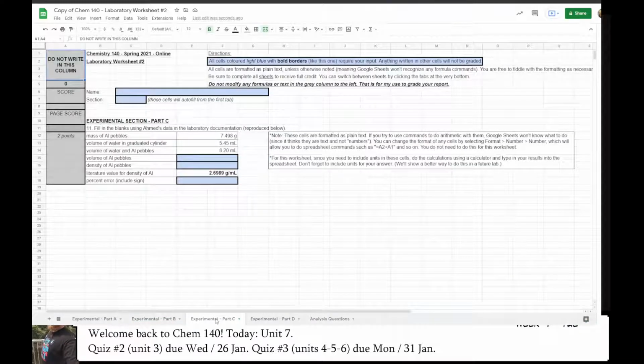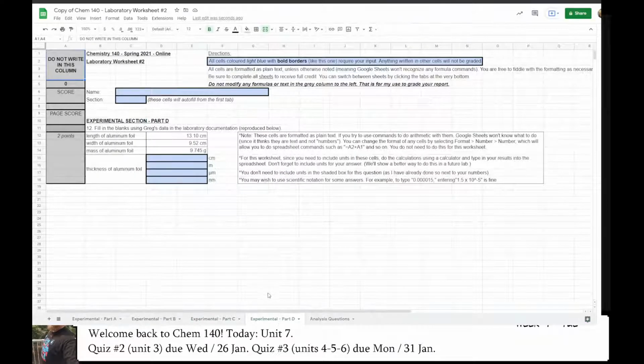Part C and D are more or less just more applications on density and doing stuff with aluminum. So Part C, you're going to figure out the volume of aluminum pebbles by dropping them in water. Well, if the volume of water that you have is this before you added them, and it's this after you added them, you can do simple subtraction to figure out the volume of the aluminum. Part D requires the density of aluminum. This value right here in Part C that I have bolded can be used in Part D.